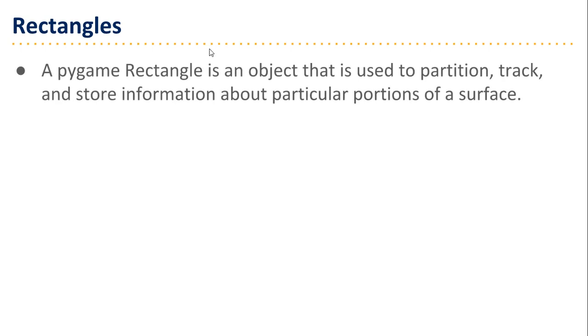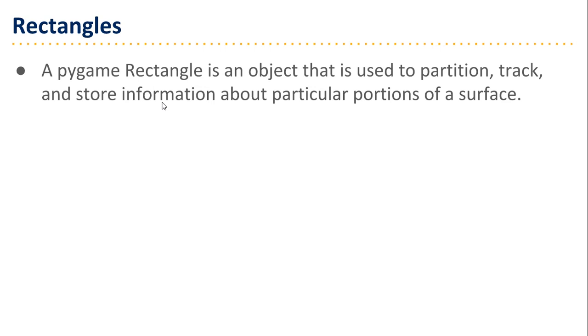Let's learn. A Pygame rectangle is an object, just like events or surfaces, and these are used to partition, track, and store information about particular portions of a surface. We learned about surfaces and how to manipulate surfaces. We also learned that surfaces are represented as a grid of pixels, and we can access particular pixels by their coordinates. But sometimes we might want to access an entire series of pixels, a particular portion of the surface. Not the entire thing, but not just a single pixel. And a rectangle allows us to do that. It's an object that tracks a particular portion of the surface and stores information for us.